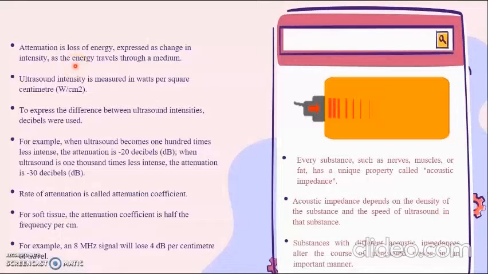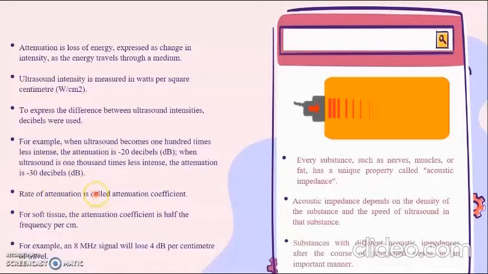Okay, what is attenuation? Attenuation is loss of energy, expressed as change in intensity as the energy travels through a medium. Ultrasound intensity is measured in watts per square centimeter. To express the difference between ultrasound intensities, decibels are used. For example, when ultrasound becomes 100 times less intense, the attenuation is negative 20 decibels. When ultrasound is 1000 times less intense, the attenuation is negative 30 decibels.